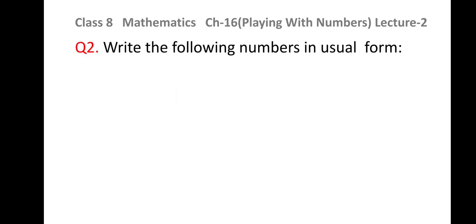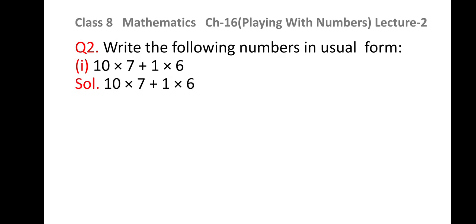Second question is, write the following numbers in usual form. We need to write the given numbers in the usual form. First part is 10 into 7 plus 1 into 6. Now 7 is at tens place and 6 is at ones place. So it will be 70 plus 6 is equal to 76.